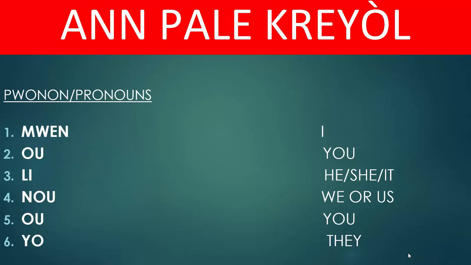And number three, we have li. Okay, again, that's li, he, she, or it. Number four, we have nous, that's nous, we or us. Number five, we have ou, again, that's you. As you can see, guys, in the English pronouns we have two you's.